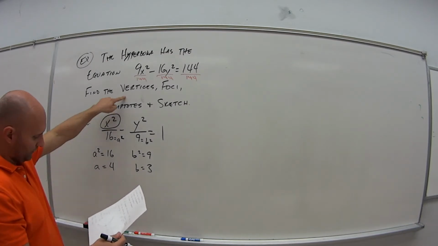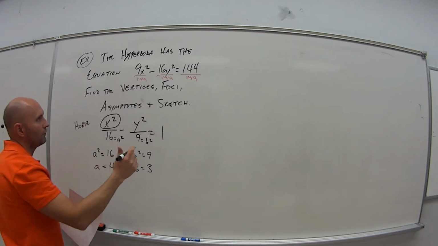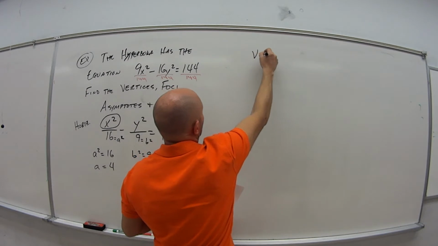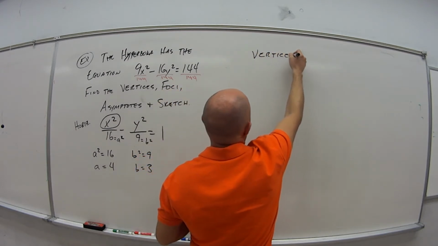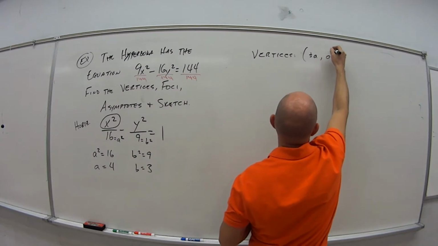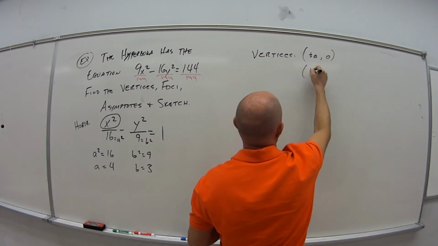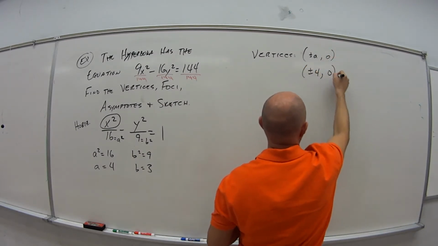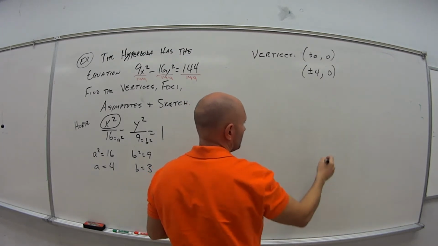So, our vertices are what? We can already get the information. Our vertices, because this is horizontal, are plus or minus a and 0. So in this case, it's plus or minus 4 and 0.